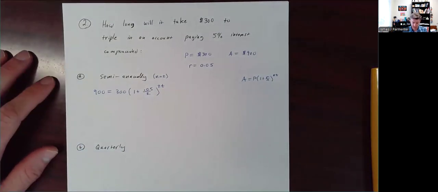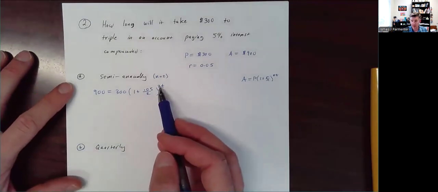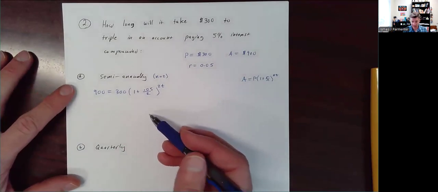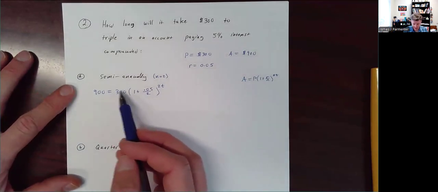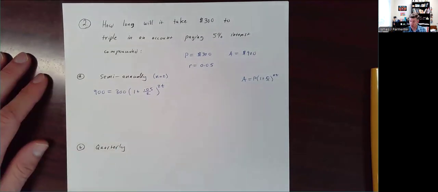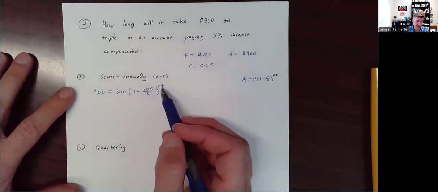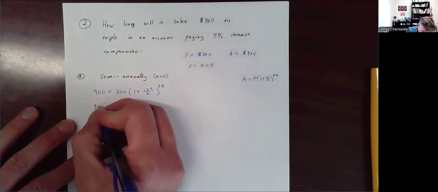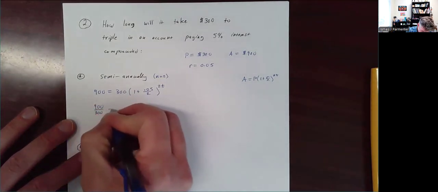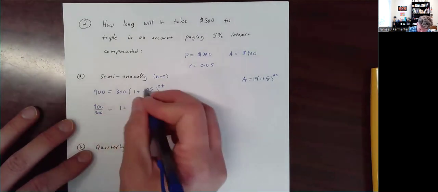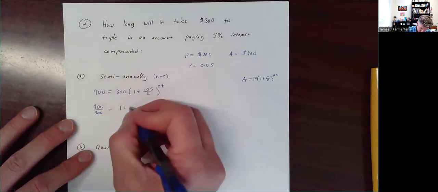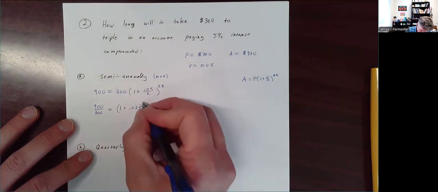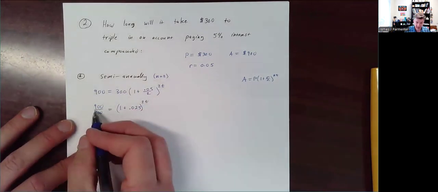Specifically, when you have a variable in your exponent, that's when we almost always have to use a logarithm. Any other time, like if you're solving for the principal here, solving for the interest rate here, you can usually avoid using a logarithm. But for the variable in the exponent like that, you have to use a logarithm. So first divide both sides by 300. So 900 divided by 300 is equal to 1 plus, I can simplify this. 0.05 divided by 2 is 0.025. That's not always something that simplifies easily. Here it does. 900 over 300 is 3.